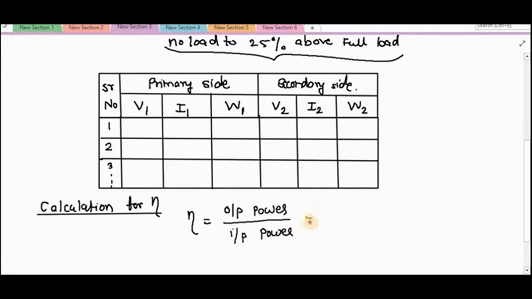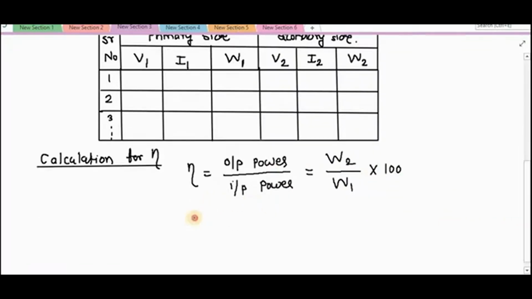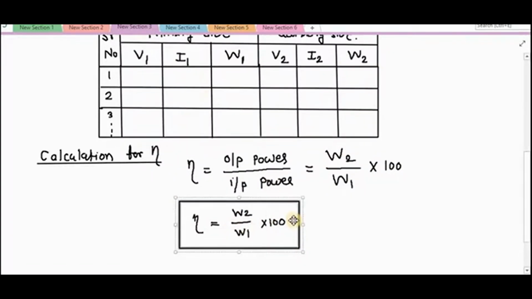Right? That equals, what is output power? Denoted by the wattmeter which is connected on the secondary side. Let it be W2. And the wattmeter which is connected on the primary side, let us denote it by W1. So the efficiency is nothing but wattmeter 2 reading upon wattmeter 1 reading into 100. That will give you the efficiency of the transformer.